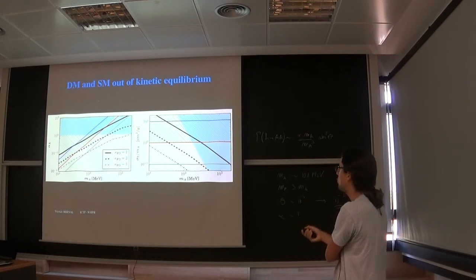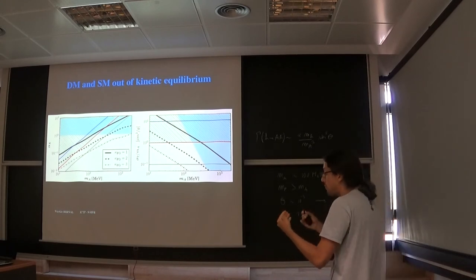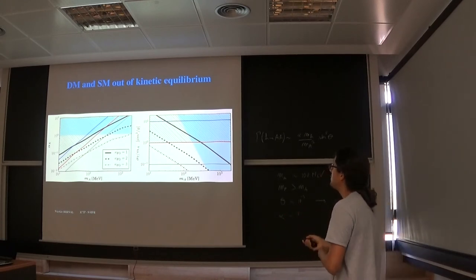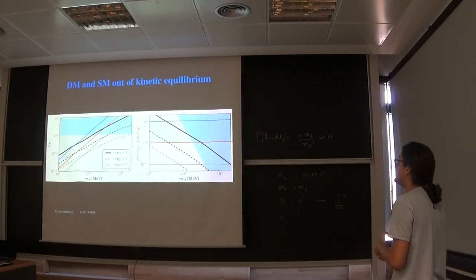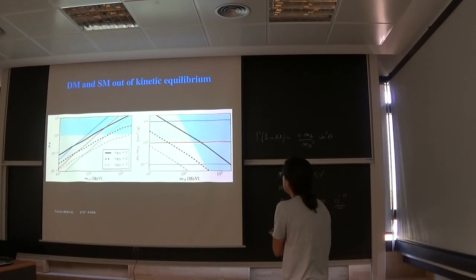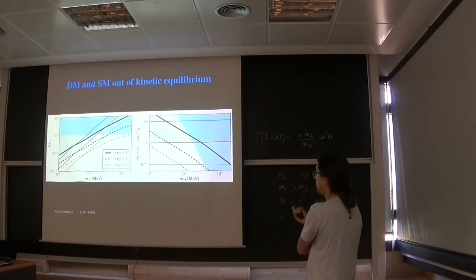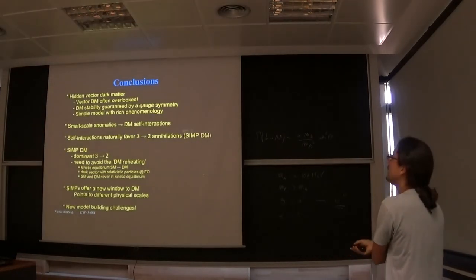So one way to avoid this increase of temperatures due to the 3 to 2 is to assume that the two sectors were never in equilibrium, so they were populating via the freeze-in, so the two temperatures are different. The dark sector temperature is smaller than the visible sector temperature, and then we can have, in this case, smaller couplings, and then fulfill at the same time the relic abundance and the self-interaction. So this region is the one that we know that we want. In this region, we have at the same time the dark matter relic abundance and the self-interactions. So that was basically all that I wanted to tell you guys.